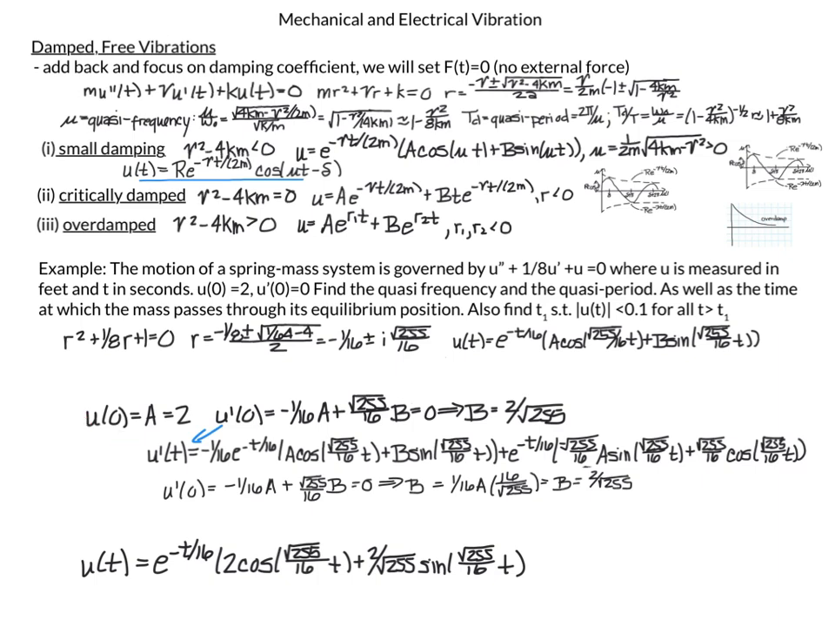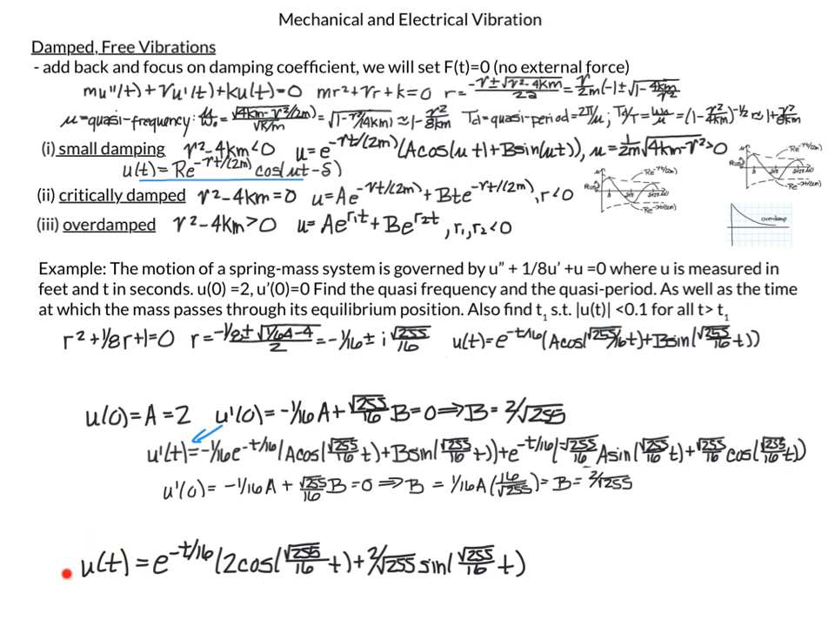u of 0 is equal to, when we plug in 0 here, this becomes 1, this becomes 0, so it's equal to a, which is equal to, where's our initial condition? 2. u prime, so here I did the derivative of u. It ended up being quite long because of so many functions of t. And when we plug in 0 into the derivative, which I have calculated here, we get that b is equal to 2 over square root of 255.